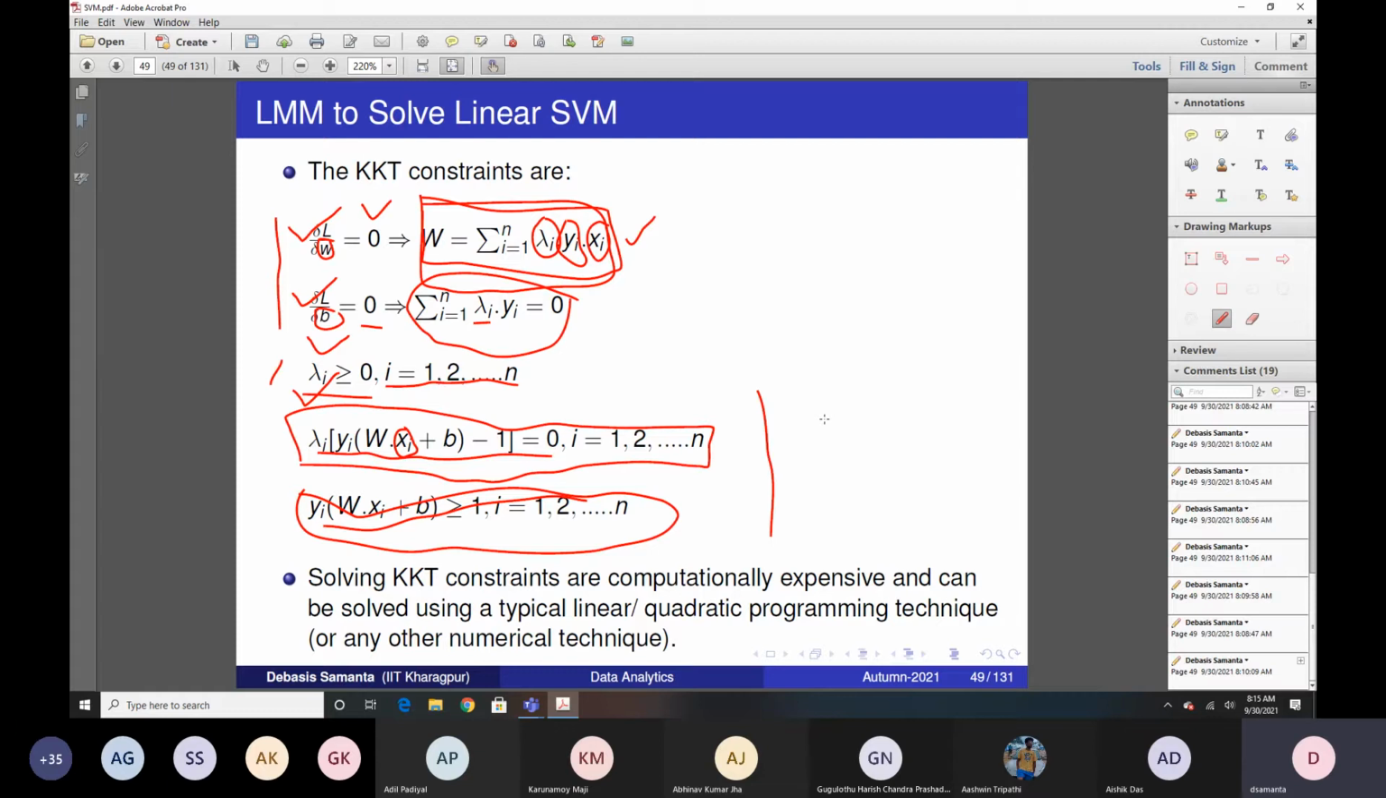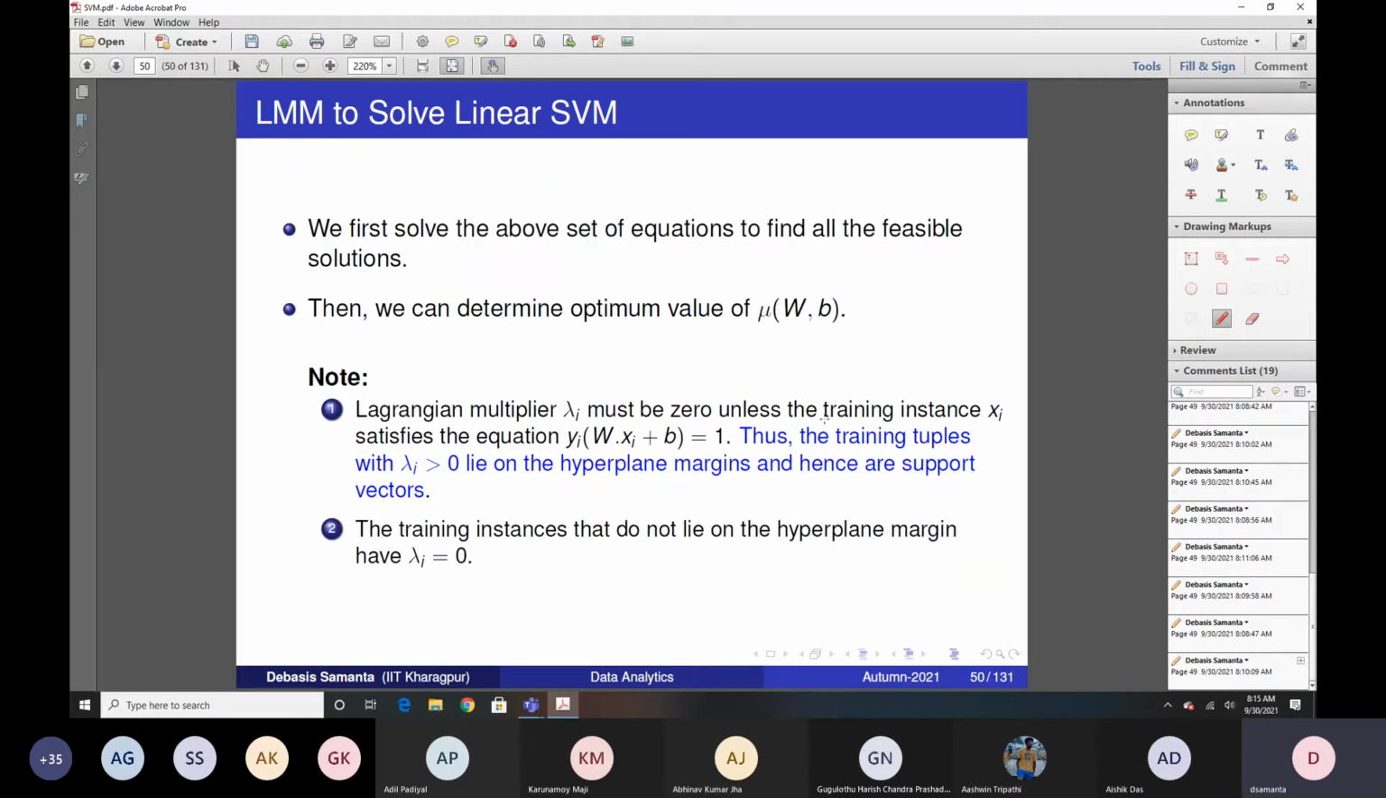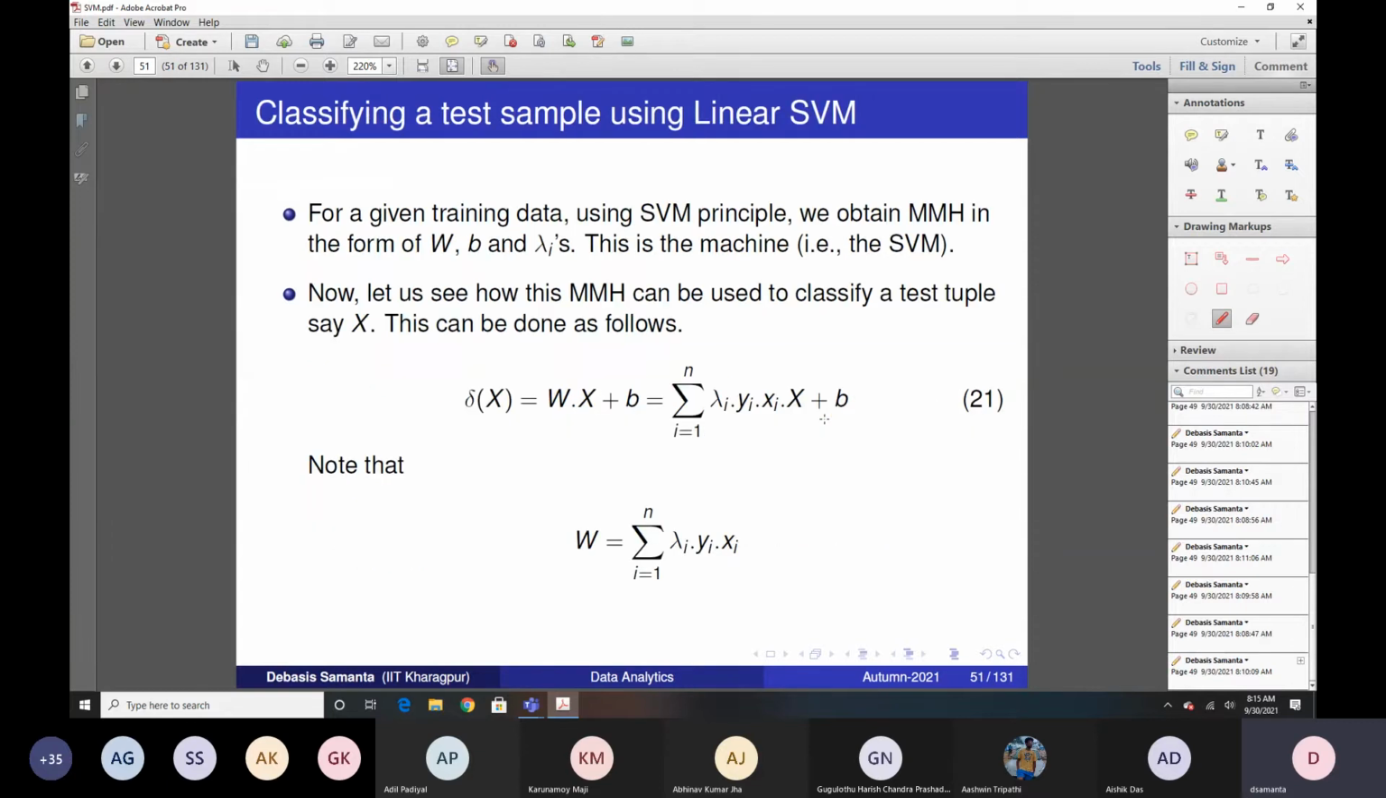Now, the second step in solving our linear SVM problem using the Lagrange multiplier method is the KKT constraints. I hope you have understood. Our next part is solving these KKT constraints. They can be solved using any numerical method, because it gives a large system of equations, and those systems of equations are easily solvable because they are linear in form, and then you can find all the unknown values that we have there.